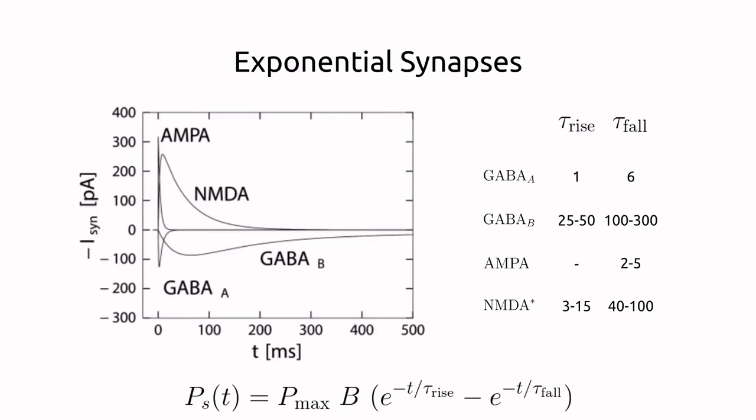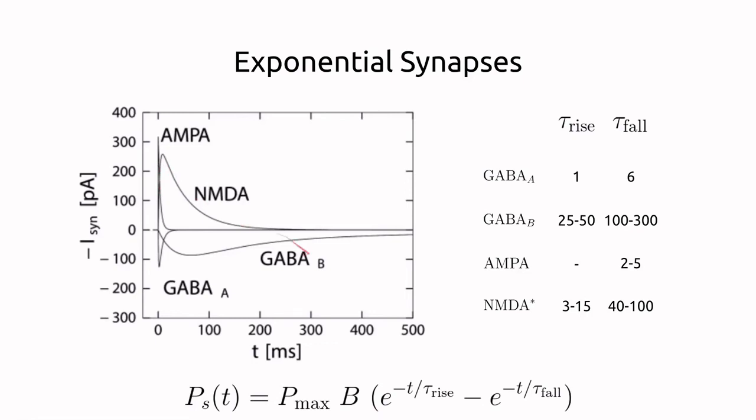So perhaps instead of having two different equations for two different windows of time, what would be really nice is if we could just have one equation for all of time. And perhaps this equation might even be visible already on this slide here at the bottom. We're going to describe this equation as the difference of two exponentials. The first exponential is going to give us this sharp rise, and then the second exponential will give us the drop-off, which will be sharp for some neurotransmitters, like AMPA, and slow for other neurotransmitters, like NMDA.